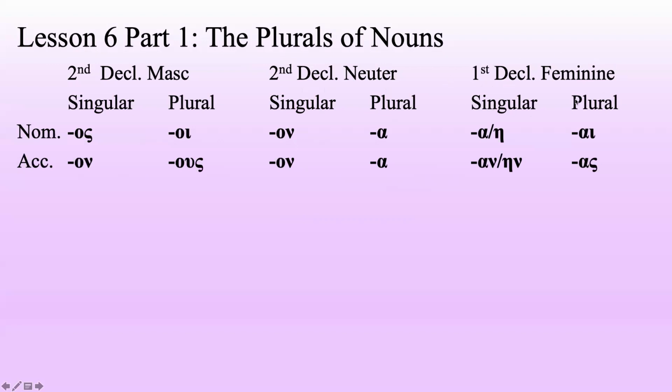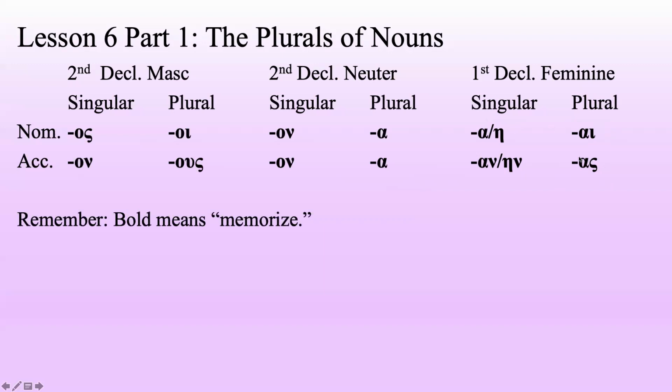For first declension feminines, for the feminine singular nominative, we can either have alpha or eta. For the feminine singular accusative, we can either have an or ein. For the feminine plural nominative, we have ai. Now, it doesn't matter if the noun ends in alpha or if the noun ends in eta. The plural is going to be ai. So take off the alpha and add ai, or take off the eta and add ai. The feminine plural accusative is as. And again, that doesn't matter if it's an alpha noun or an eta noun, it's going to be as for the plural.